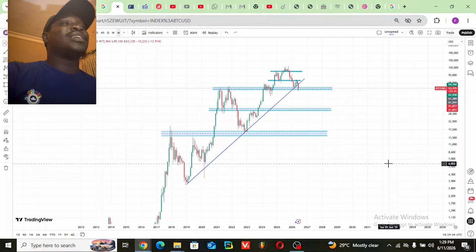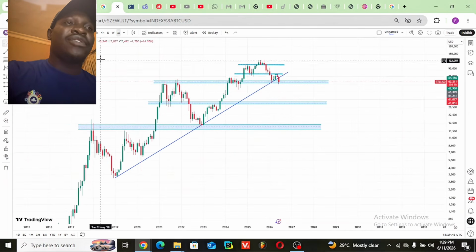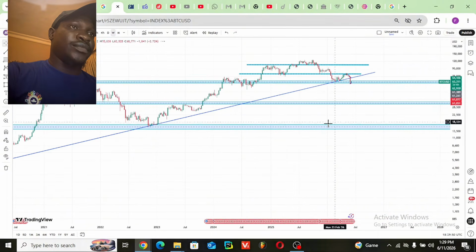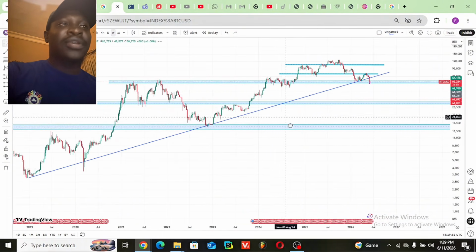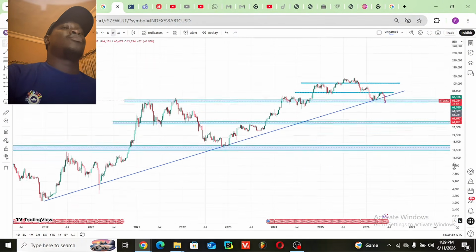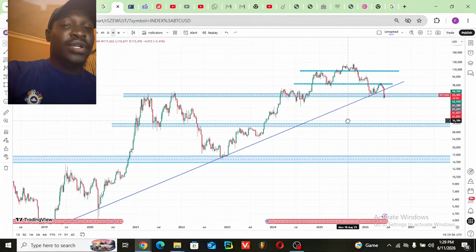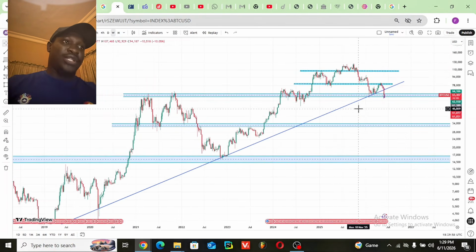So if you are trading the 1 hour, 15 minutes, daily, 5 minutes time frame, you still need to have your overall key levels. That's very, very important. You still need to have your overall key levels. So this is my chart.